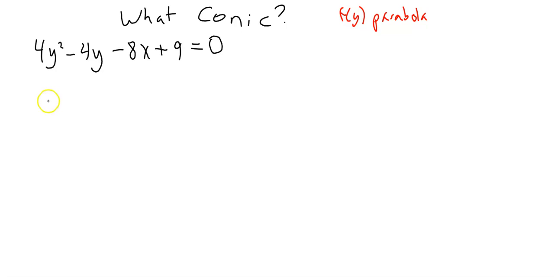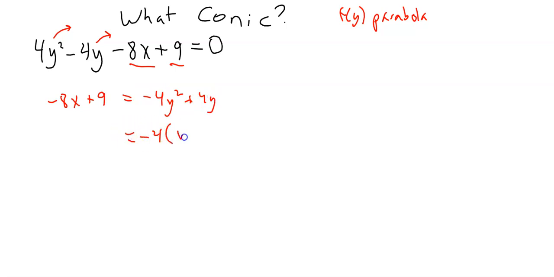So we get, let's see, I want to keep these terms on the left. I'm going to move these guys over by adding or subtracting them. So we get negative 8x plus 9. I always want the constant and the first variable term over there. So negative 4y squared plus 4y.